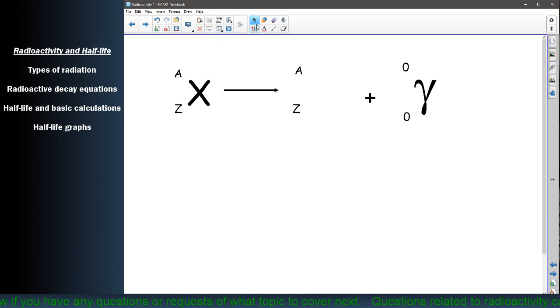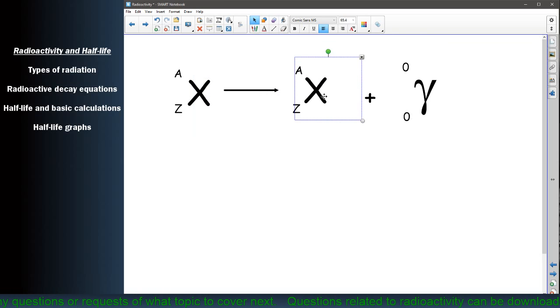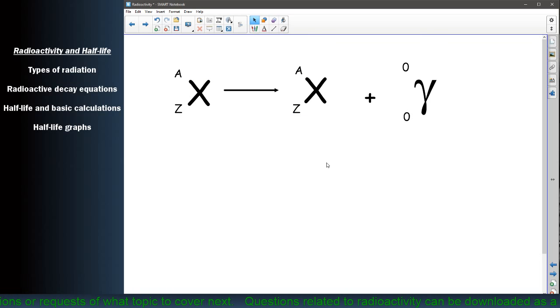And this is where life gets interesting. Because the atomic number has not changed, we end up with X again. The material does not change. There is no change of substance here. It's just a release of energy. It's the exact same nucleus.